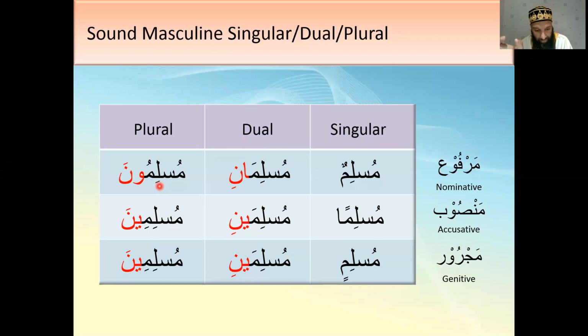Zalimun, oppressor, zalimuna, oppressors. Hafidun, preserver. Hafiduna, preservers. Does that make sense? Right. So that's the templates. It's going to help you translate the Quran, inshallah. You know what kafir means, but now you know what kafiruna means as well.